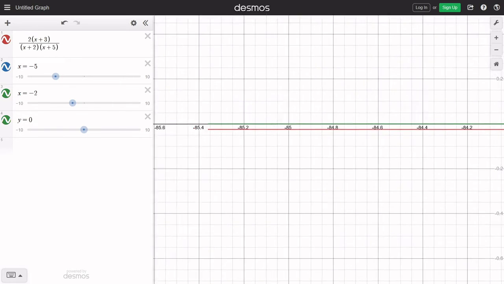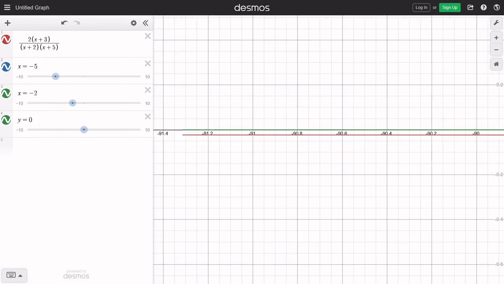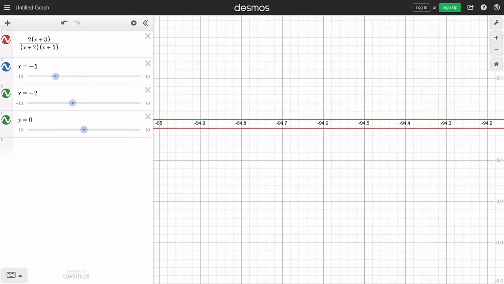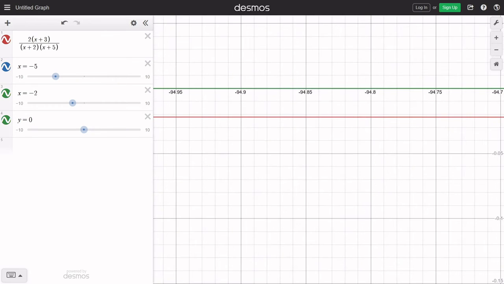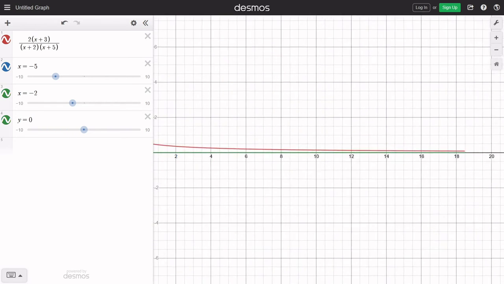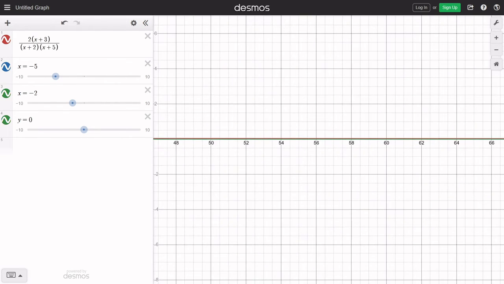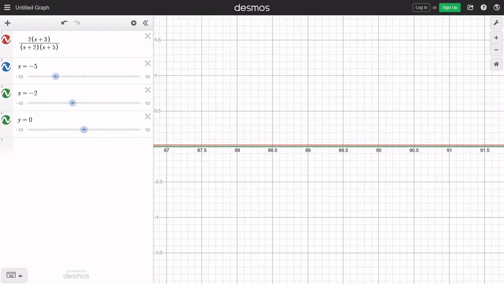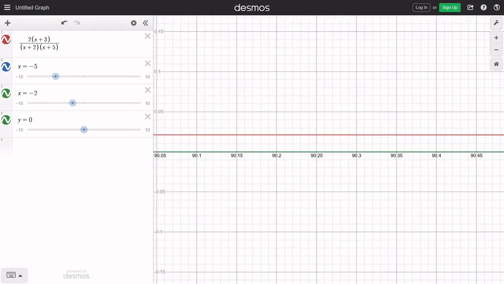No matter how far I go out, it may seem like it's going to cross it, but it's never going to. You can keep zooming in, and there's always going to be a space in between the red and the green. And the same thing is true going out to positive infinity. No matter how close it gets, you can zoom in, and you'll find a space there.